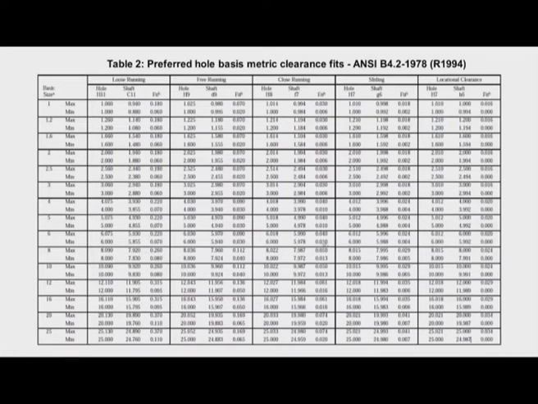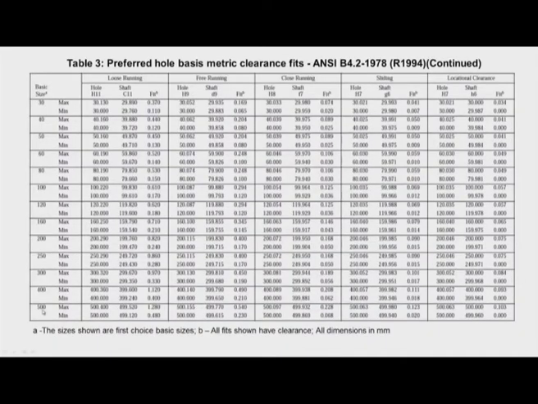Now this table shows preferred hole basis metric clearance fits as per ANSI B 4.2. This is a ready-made table. Depending upon the type of fit required, we can select the appropriate fits. Basic sizes are given here, 1, 1.2, 1.6, like this, up to 500 millimeter. The basic sizes are given with the maximum and minimum values for both shaft and hole, mentioned here.